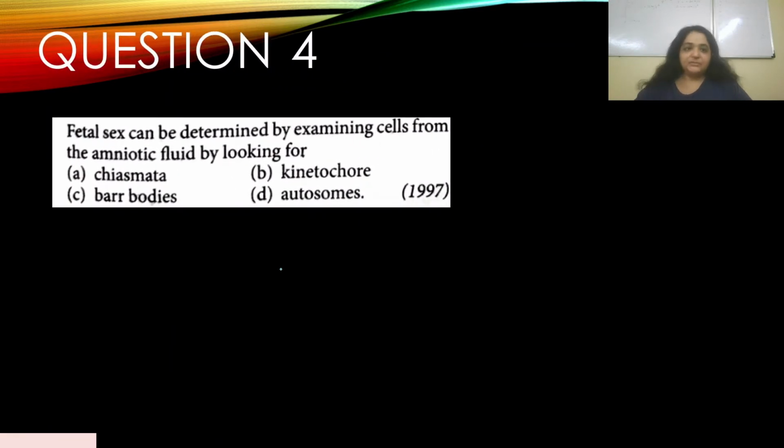Question number 4. Fetal sex can be determined by examining cells from the amniotic fluid by looking for, this appeared in 1997. So you have A, chiasmata, B, kinetochore, C, Barr bodies, and D, autosomes. Okay, fetal sex can be determined by examining cells from the amniotic fluid by looking for Barr bodies. Okay, we'll come to what Barr bodies are. Answer is C.